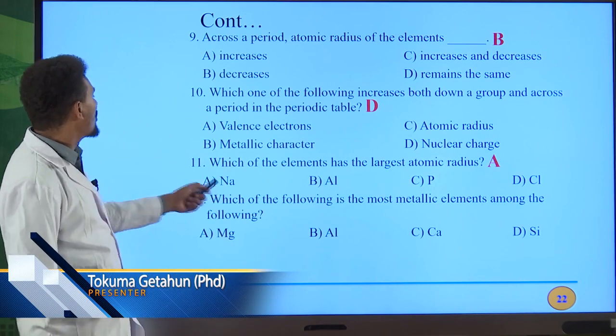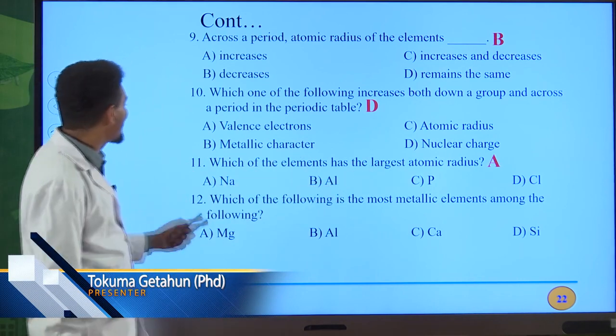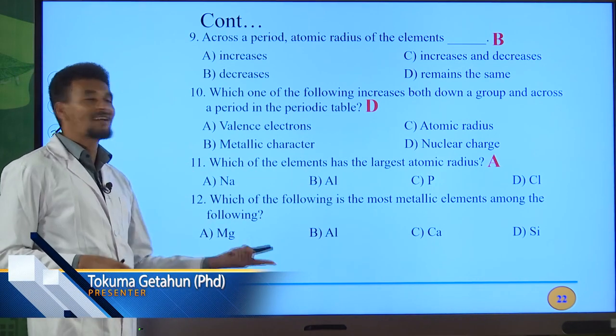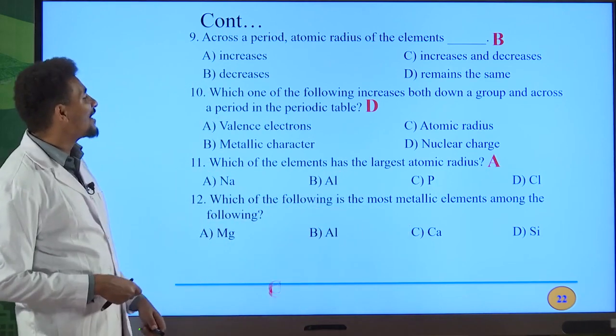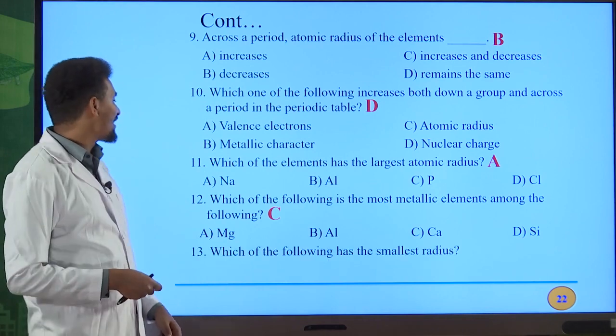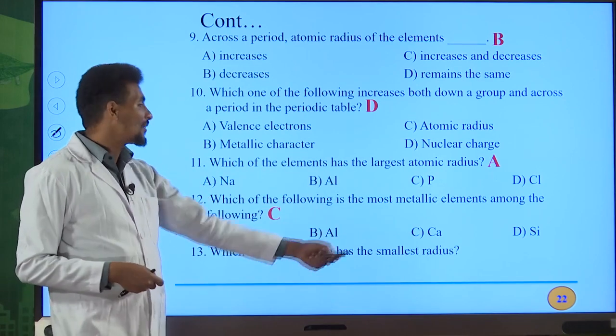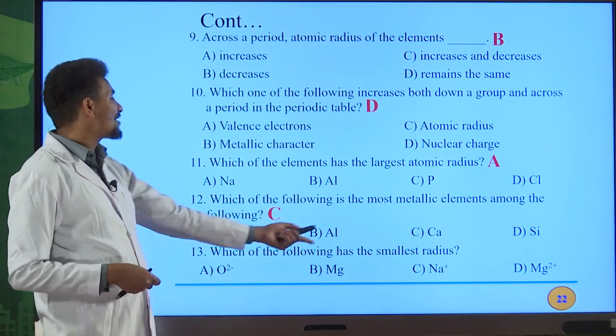Question number 12. Which of the following is the most metallic element among the following? Down the group, metallic character increases. So calcium is the most metallic element when compared with other elements. But silicon is not a metal. It is a metalloid.